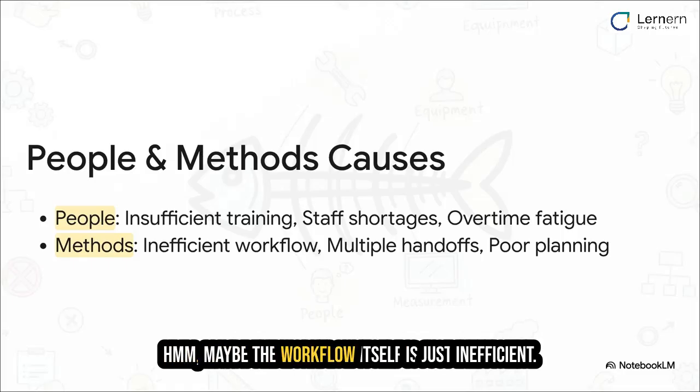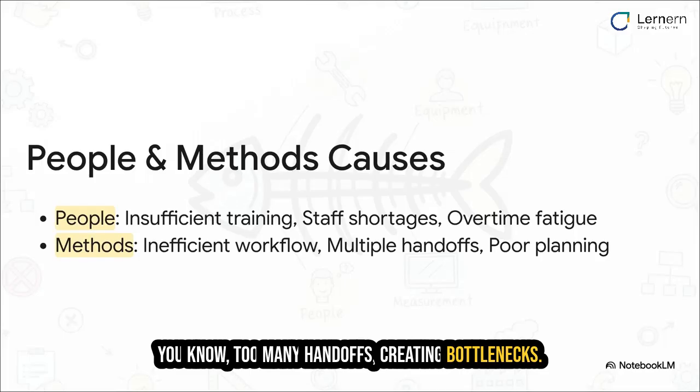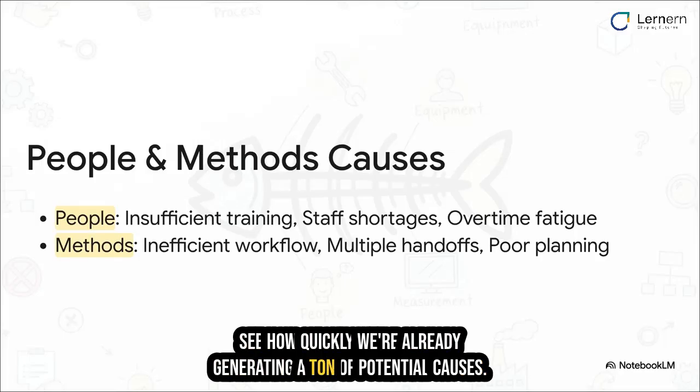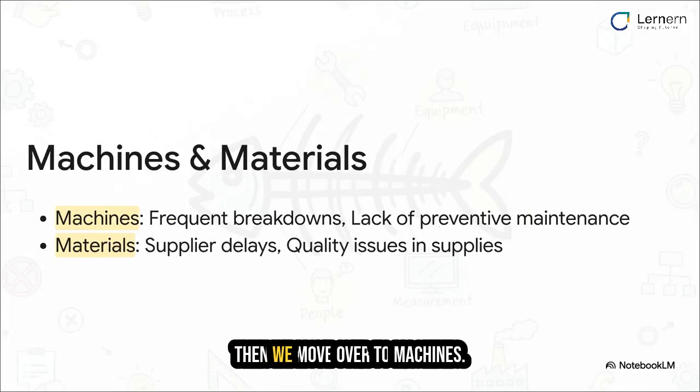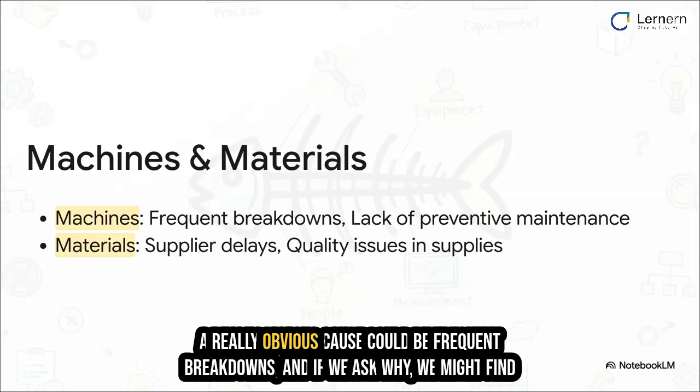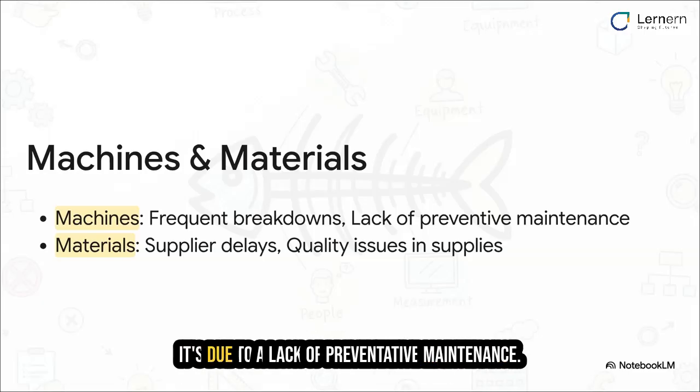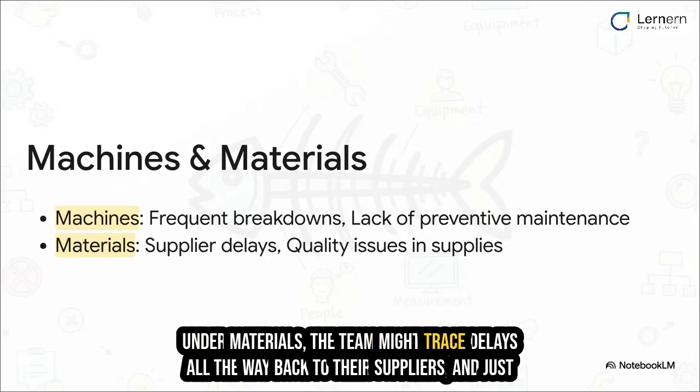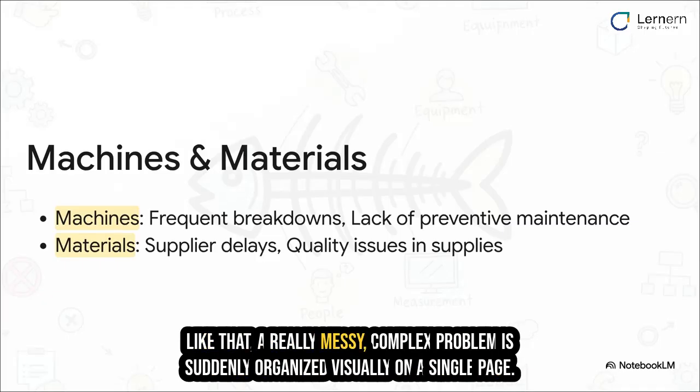Maybe the workflow itself is just inefficient. Too many handoffs, creating bottlenecks. See how quickly we're already generating a ton of potential causes? Then we move over to machines. A really obvious cause could be frequent breakdowns, and if we ask why, we might find it's due to a lack of preventative maintenance. Under materials, the team might trace delays all the way back to their suppliers. And just like that, a really messy, complex problem is suddenly organized visually on a single page.